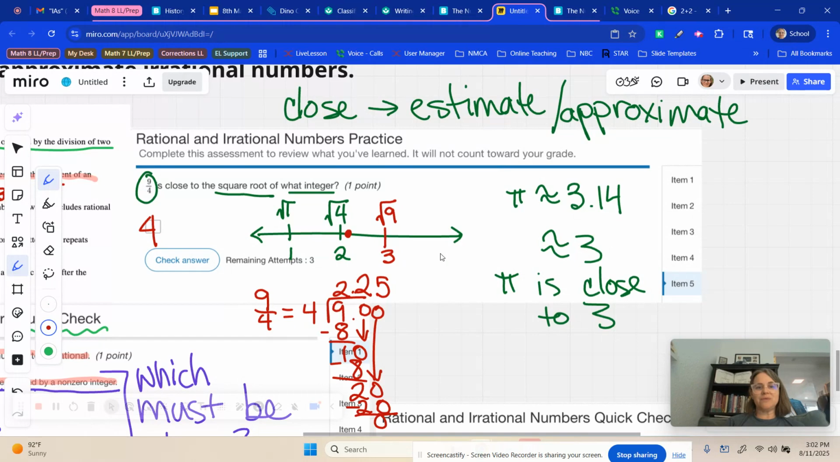All right, so that's what's going on here. You're using the numbers that you know the square roots of. We know the square root of 1. 1 times 1 is 1. We know the square root of 4 because 2 times 2 is 4. We know the square root of 25 because 5 times 5 is 25. All right?